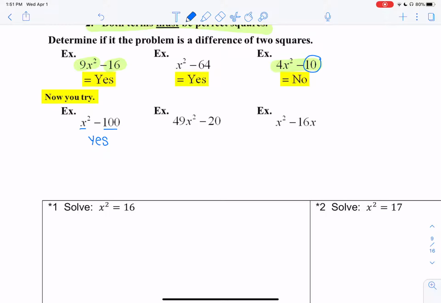Next one, check if they are indeed two terms being subtracted. Yes. And then are they perfect squares? Well, 49 is perfect. X squared is perfect. 20 is not a perfect square. That makes it a no overall. All right, and then the last one, I have an x squared and a minus 16x. So yes, subtraction of two terms, perfect square. 16 is a perfect square. X by itself is not a perfect square. So this one's going to be no.